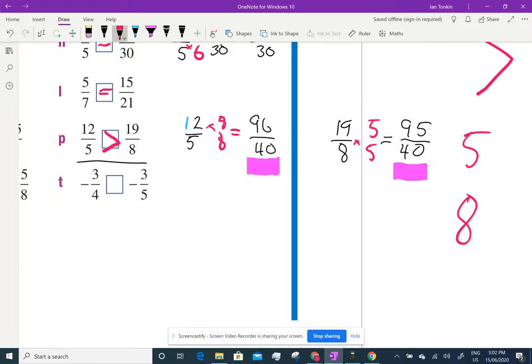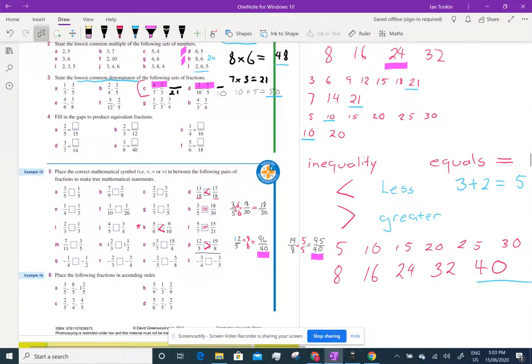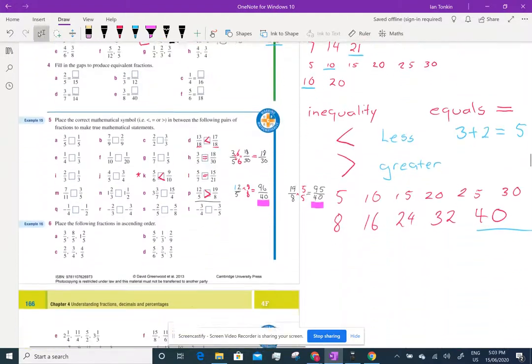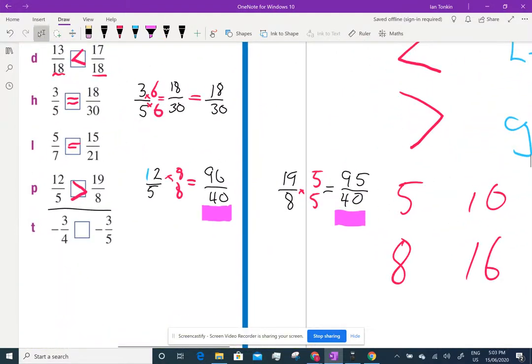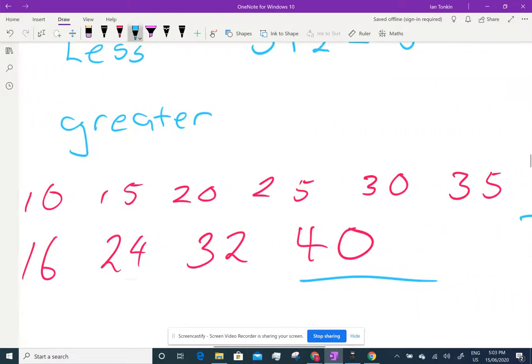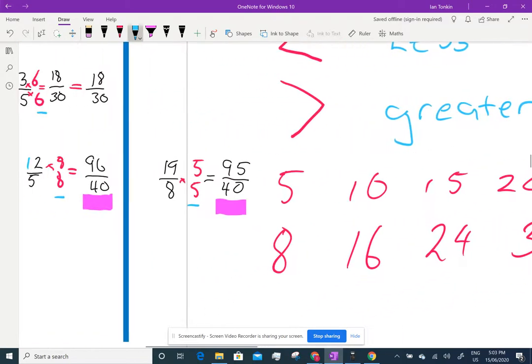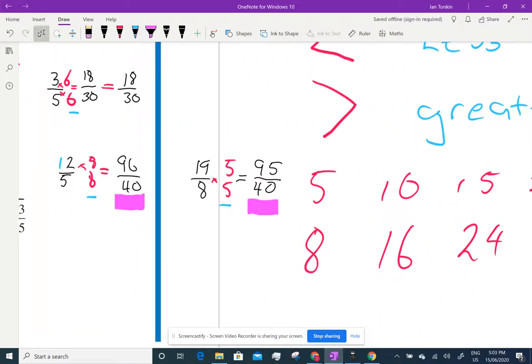So that is how you do those questions from exercise 4F. And the key with finding the number that you've got to multiply by is finding the lowest common multiple. And you've got to remember that that is 5 times 8, and this is 8 times 5. Same thing. And that's how you find those numbers. Good luck with that.